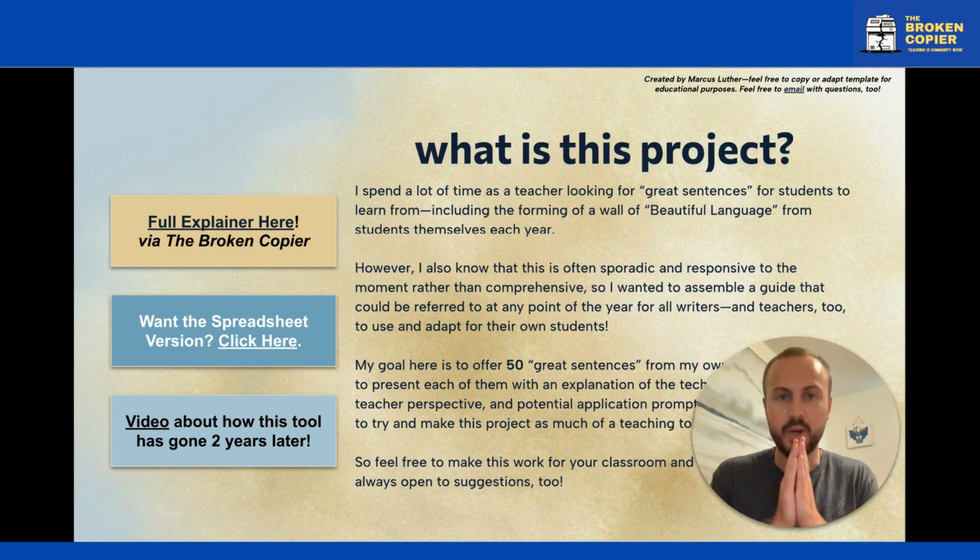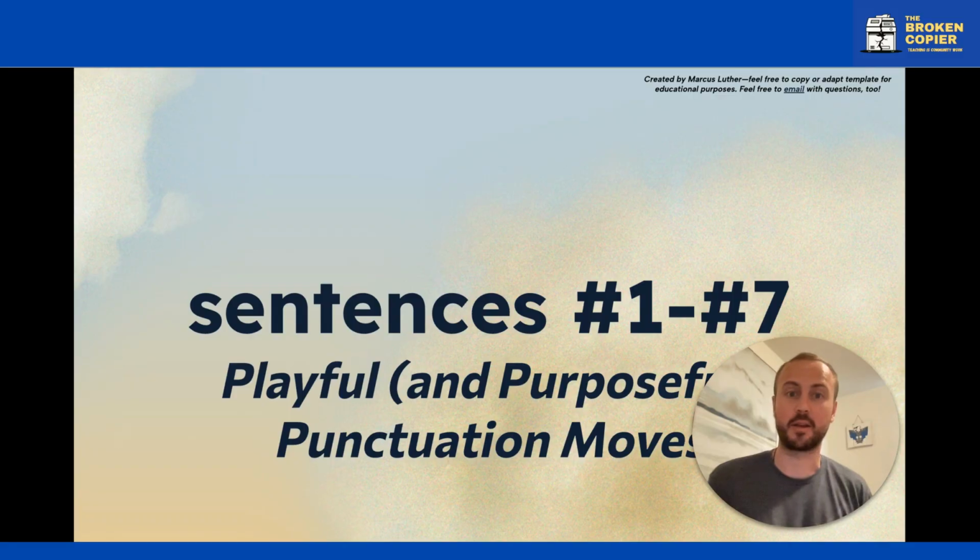So what I did, a couple summers ago when I had a little bit more time, is I just went through all the books that I'd read and all the dog ears, finding my favorite sentences and looking for ones that showed me something different that I could then bring into the classroom. So these are all from books or texts that I've read myself. This is very authentic to me, which is why I love it, though you're welcome to do the same with books you've read. And I organize them in different categories, like playful and purposeful punctuation moves.